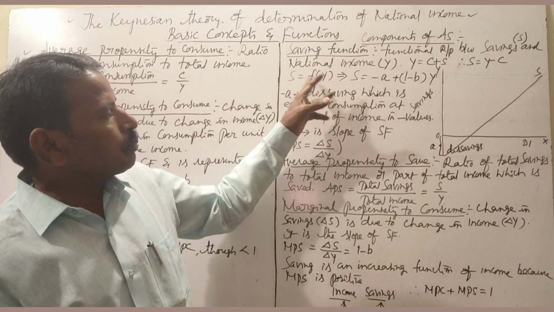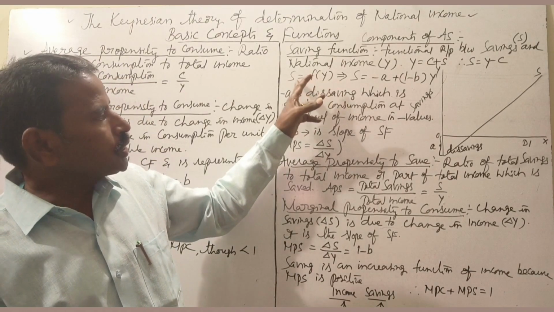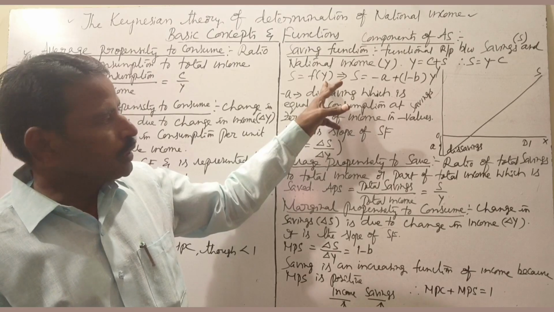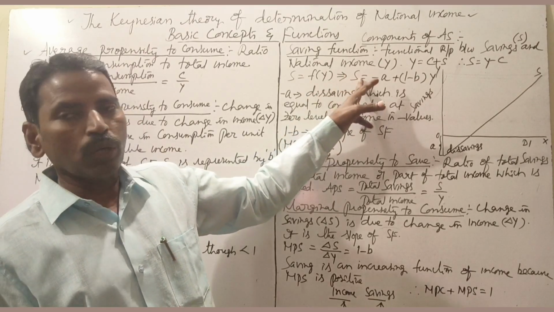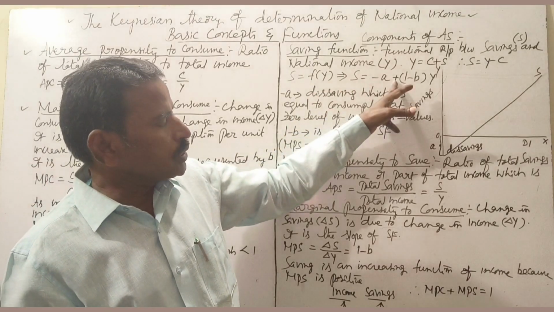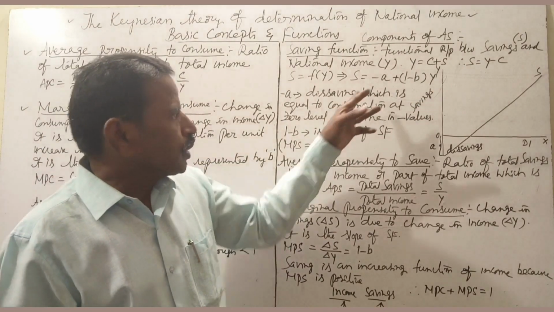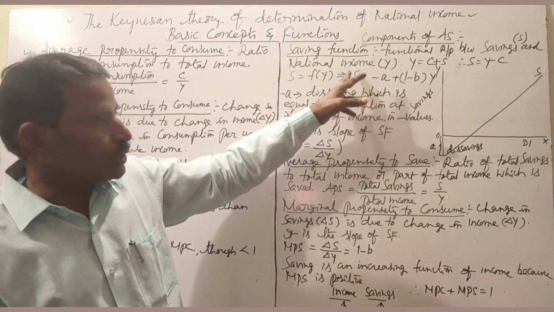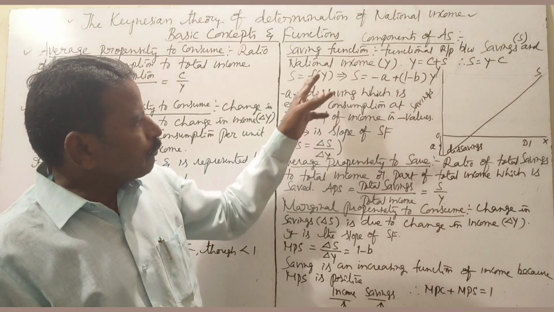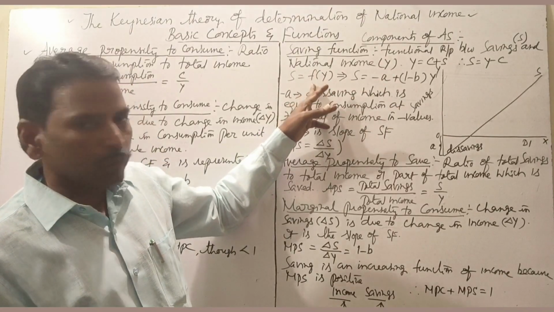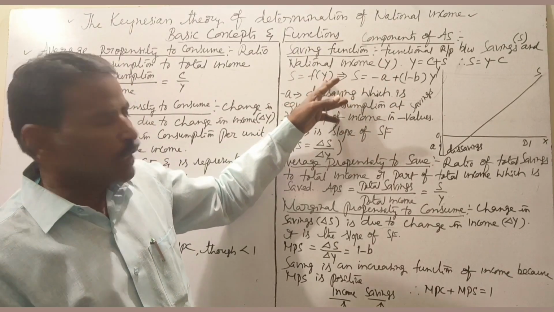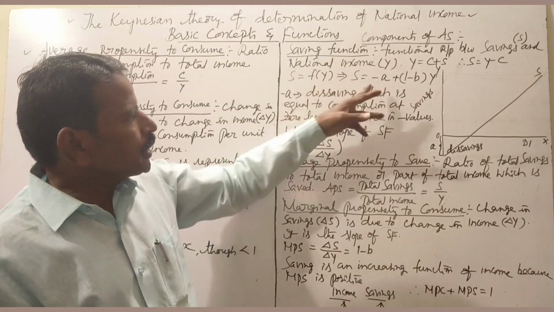So savings depends upon income. S is equal to F of Y. That means S is equal to minus A plus 1 minus B into Y. Here S means savings, F means function, Y means national income.